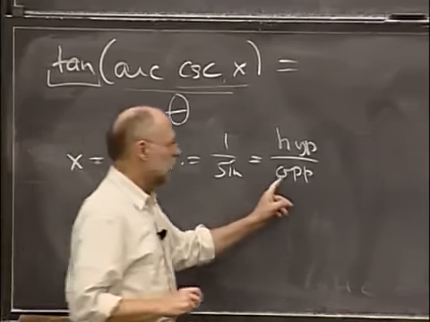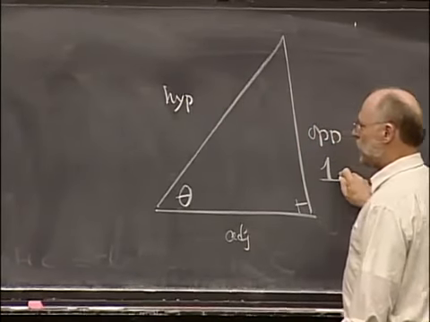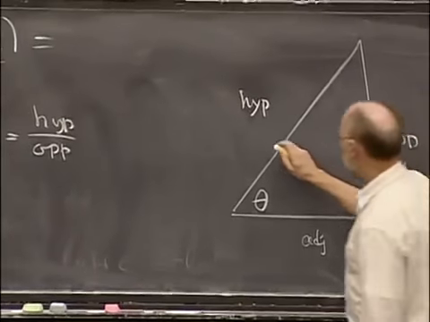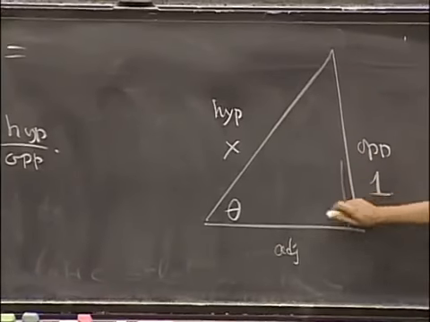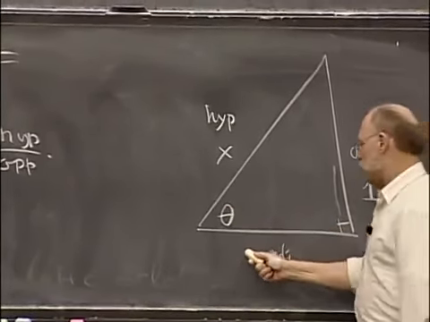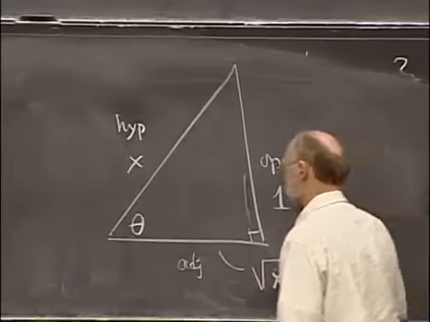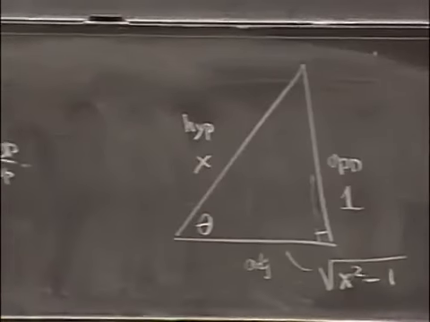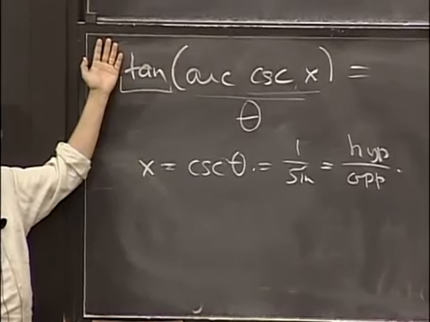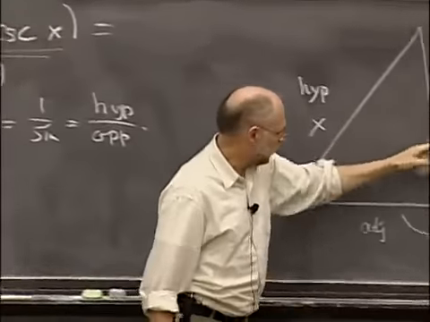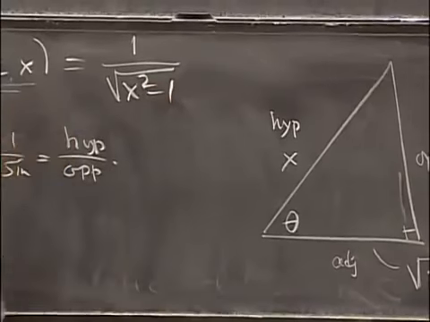So I could make the opposite anything I want, but the simplest thing is to make it 1. Let's do that. And then what does that mean about the rest of the sides? Hypotenuse had better be x, and then I've recovered this. So here's a triangle that exhibits the correct angle. This remaining side is going to be useful to us, and it is the square root of x squared minus 1. So I've got a triangle of the correct angle theta, and now I want to compute the tangent of that angle. Well, that's easy. That's opposite divided by adjacent, and so I get 1 over the square root of x squared minus 1.